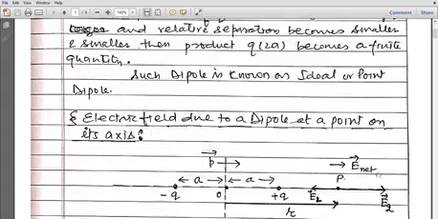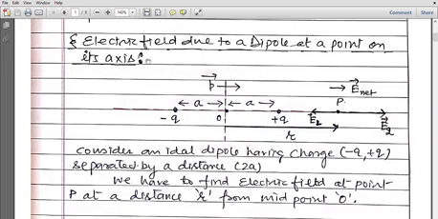Now, come to the point. We are going to calculate the electric field due to a dipole at a point on its axis. So this is minus q and plus q separated by total distance 2a. O is the midpoint. The line joining these two charges is treated as its axis. Okay, so this is the axis of this dipole.